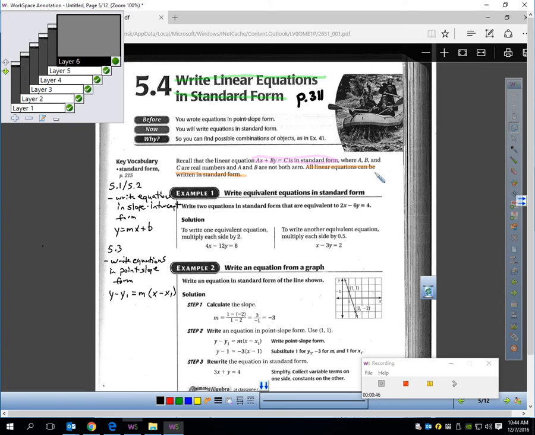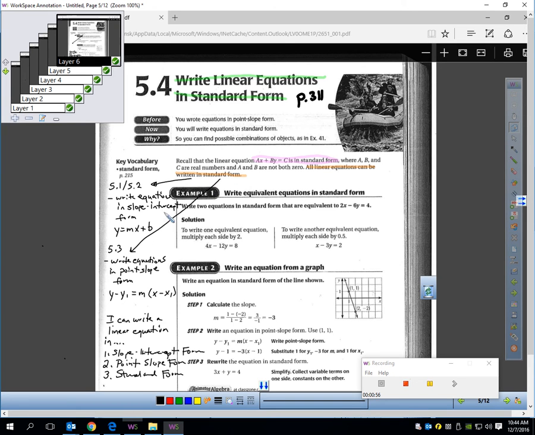All linear equations, in other words, linear means straight line graph, all straight line graphs can be written in standard form, but that's really true for these also. So I can write a linear equation in slope-intercept form, I could write it in point-slope form, or I could write it in standard form. These three forms are kind of like brother-sister related to each other. They're not exactly the same, but they all are related because every one of those forms would create a linear graph.